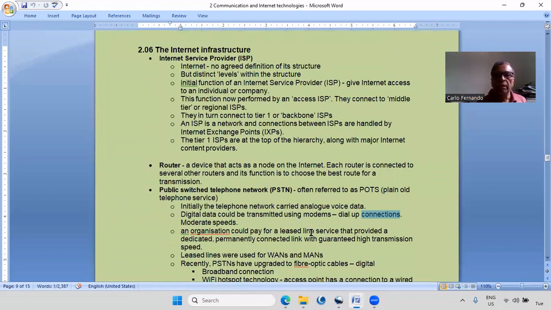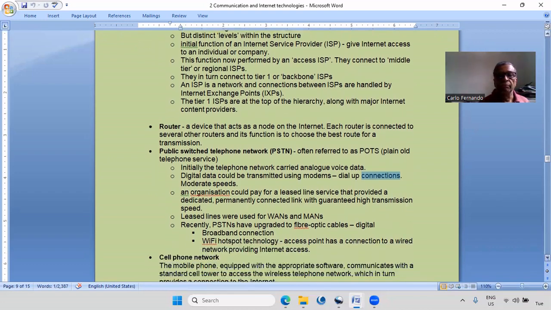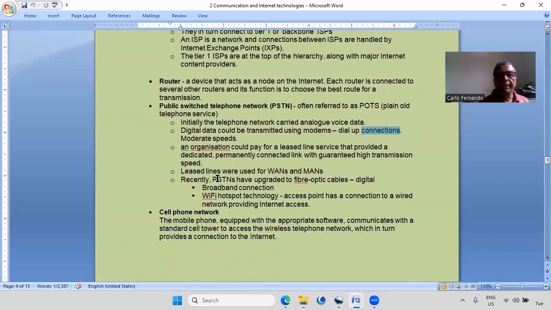Actually, you can't buy them; you have to pay a lease, so it's called a lease line. Annually, you have to pay the lease to the service provider. Dedicated and permanently connected, and high transmission speed also guaranteed. Lease lines were used for WANs and MANs: wide area networks, and metropolitan area networks, like intercity.